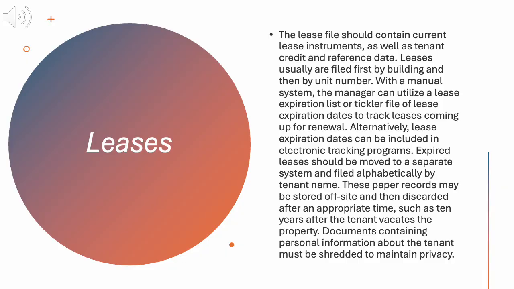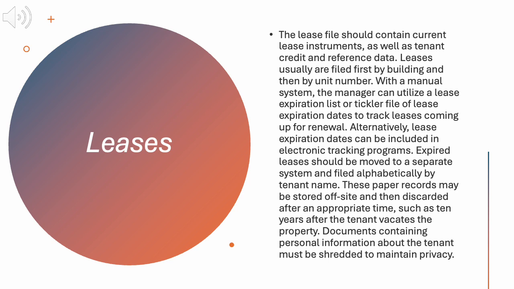Leases. The lease file should contain current lease instruments, as well as tenant credit and reference data. Leases usually are filed first by building and then by unit number. With a manual system, the manager can utilize a lease expiration list or tickler file of lease expiration dates to track leases coming up for renewal. Alternatively, lease expiration dates can be included in electronic tracking programs.